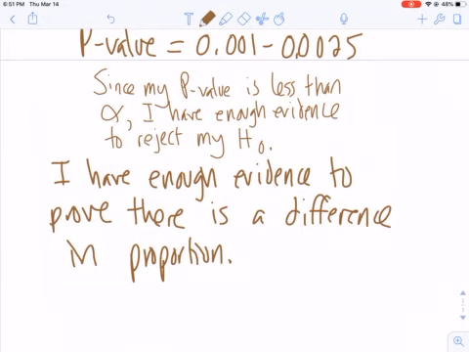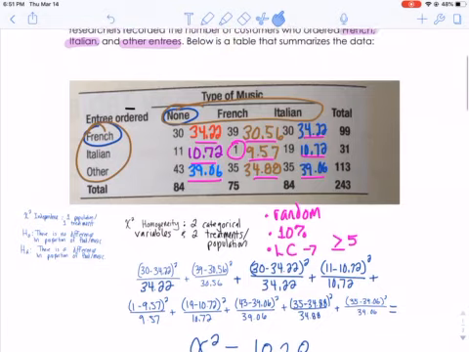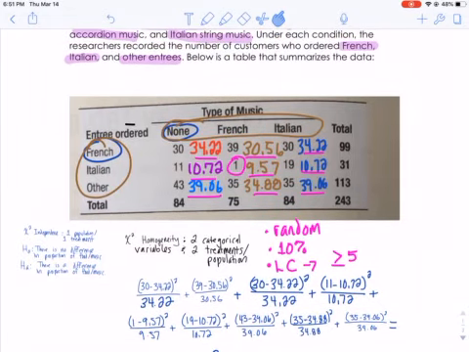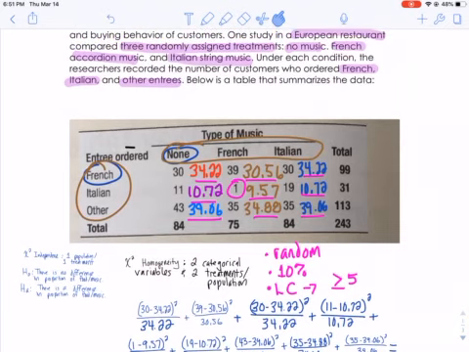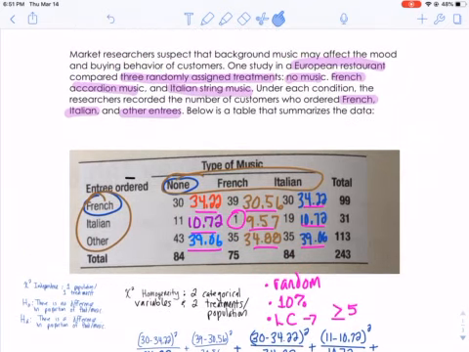So, I've proven here that looks like there is a difference in proportion between the people who are ordering food based on what the music they're listening to is. So, we've just summarized that. So, there we go. We just finished our test here. I wanted to run you through a chi-square test involving homogeneity. Hopefully this helps you and this gets you off and running.